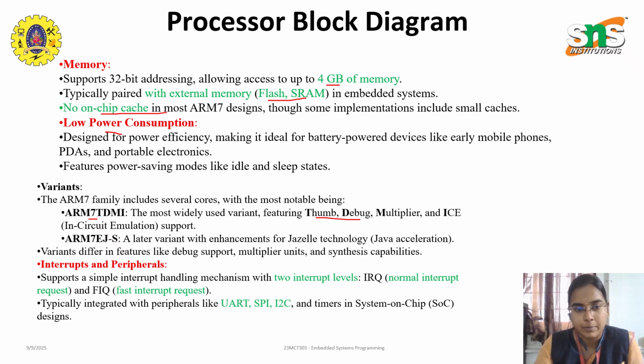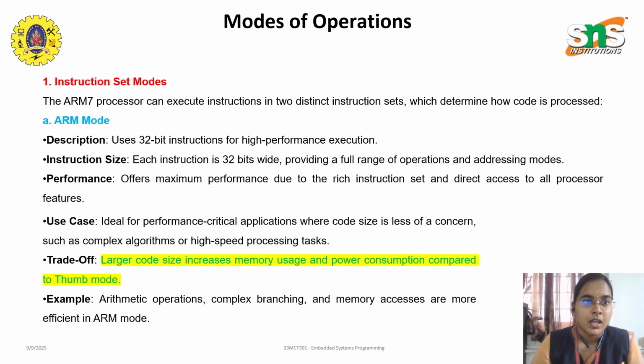Interrupts and peripherals: yes, we have a simple interrupt handling mechanism with two interrupt levels, one is normal interrupt and one is fast interrupt. Apart from that, it can be used with other peripherals like UART, SPI, I2C, and timers in system on chip SoC designs. So these are the basic features and details about the ARM architecture. In the next lecture series, we will discuss the modes of operation in detail. Thank you.